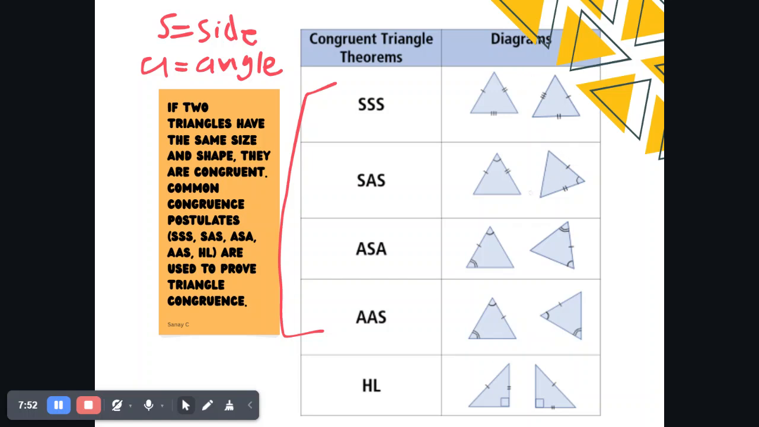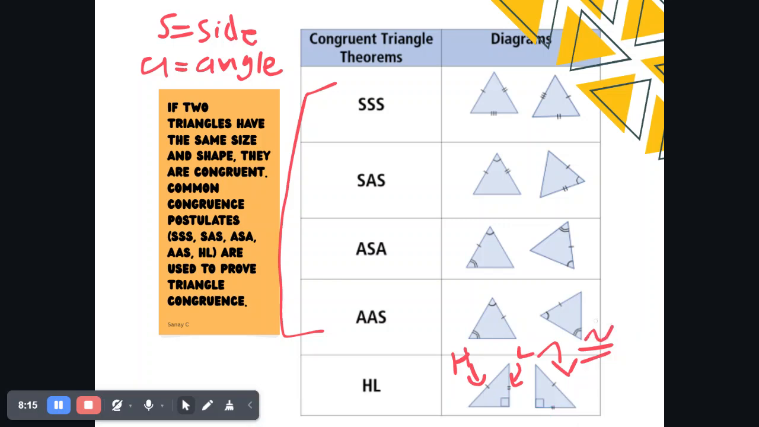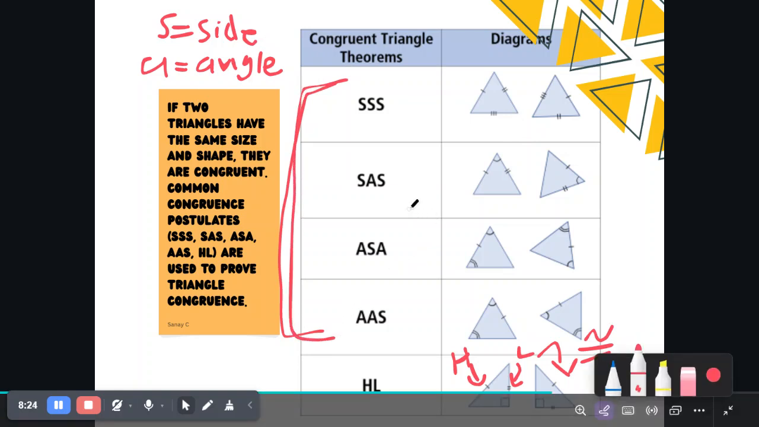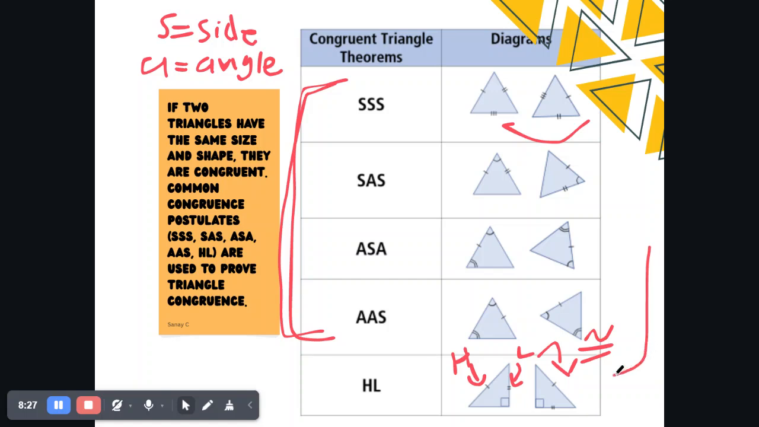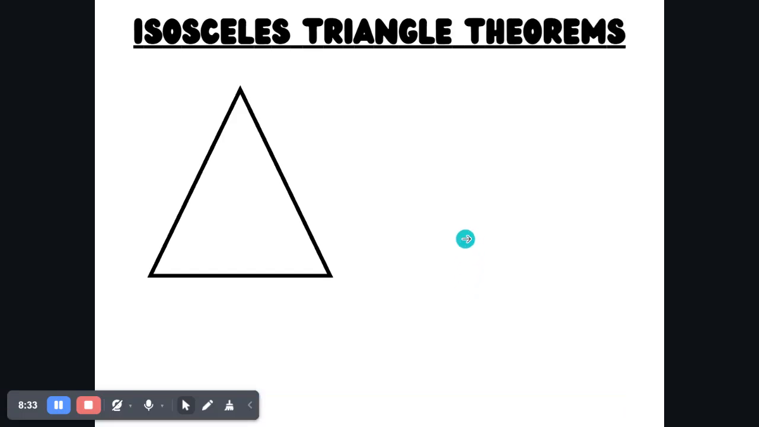HL is a little different. It means hypotenuse leg theorem. Basically, it means that if the hypotenuse and a leg of a right triangle are congruent to the hypotenuse and leg of another right triangle, say this is the hypotenuse, this is the leg, in this case it's congruent to this one, both triangles are congruent. So basically for these ones, if corresponding sides and angles show congruence, both triangles are congruent, and this one is a little different. So moving on, we have the isosceles triangle theorems.